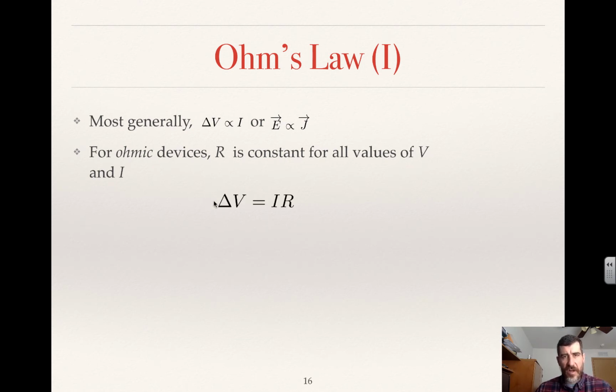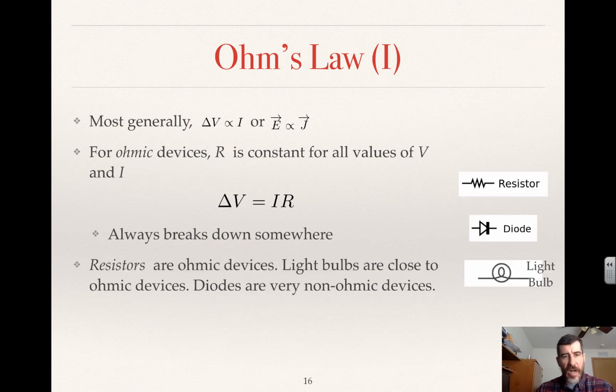This leads to Ohm's law, which if you've ever taken physics before, you've probably seen. The potential difference along some circuit element, delta V, is equal to the current through it times its resistance, I times R. An important thing to notice, though, is that Ohm's law always breaks down somewhere. If the current becomes so high or the potential difference becomes so high, the relationship is always true, but R is not necessarily going to be constant.